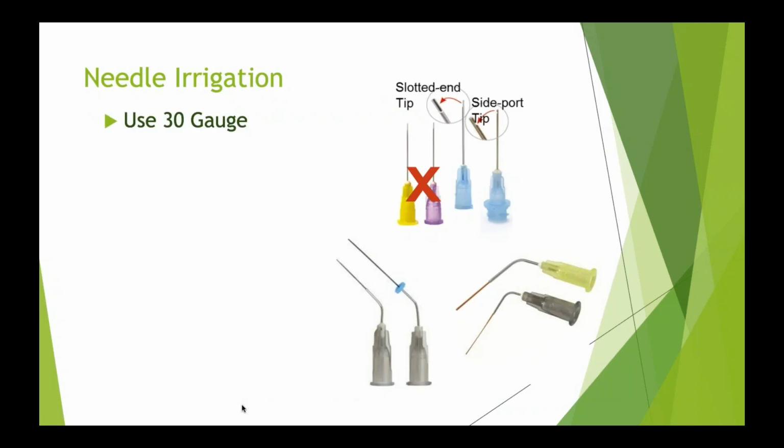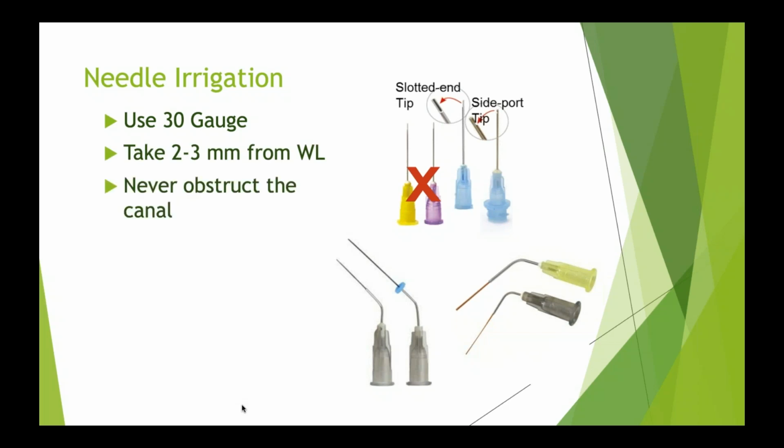So we always recommend that you may want to consider using a 30 gauge because 30 gauge needle tips are smaller and they can get a lot deeper. We try to take it within 2 to 3 millimeters of the working length. We try never to obstruct it. And what that means is that we don't want to force the needle tip to where it engages the walls of the canal to where we don't have any movement on that needle tip. Because if we were to engage it and obstruct and then we express, then we're going to get those sodium hypochlorite accidents that are never real enjoyable. So we don't want to force the solution.